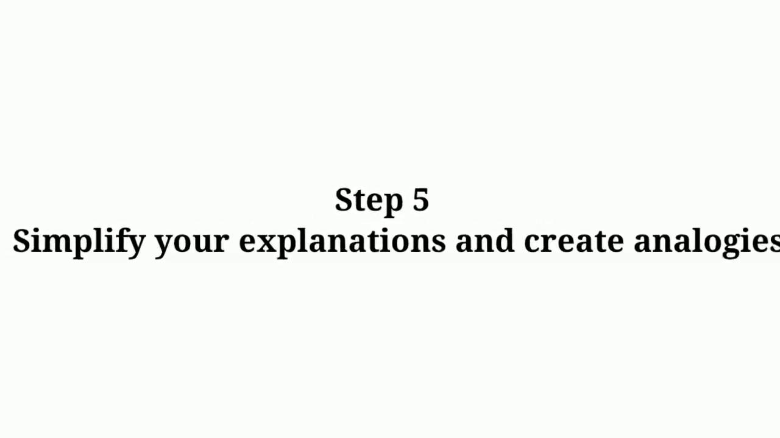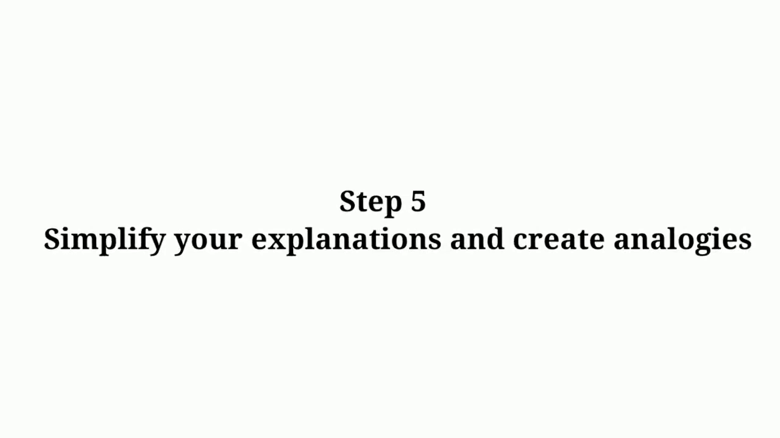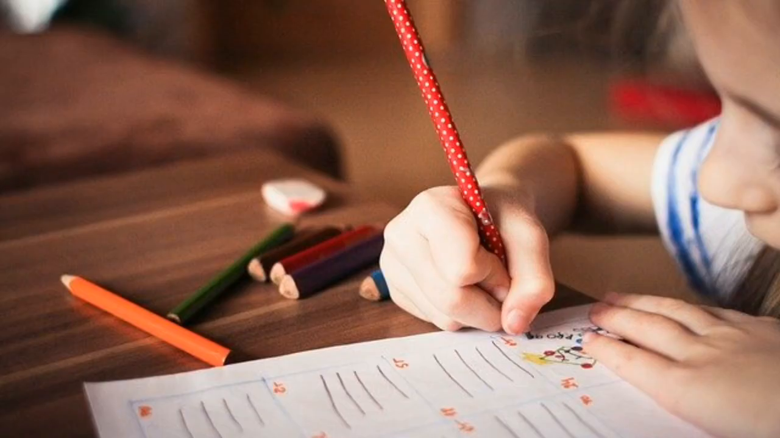Step number 5. Simplify your explanation and create analogy. If you have successfully completed the above 4 steps, then you can continue the step number 5. If you don't, just go back and do the steps from 1 to 4 properly, then only come to step number 5.